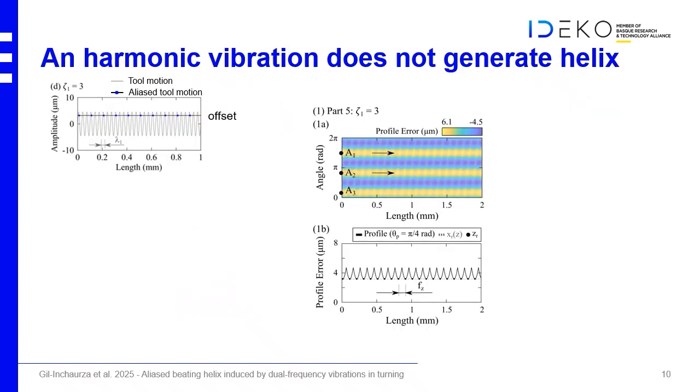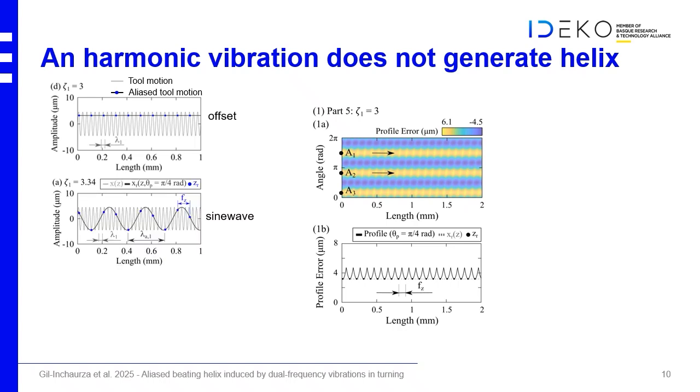Indeed, if we have a harmonic vibration, this harmonic vibration doesn't generate a helix. It generates an offset on each profile, and so this means that we will have a 4 mirror on the workpiece. In this case, the integral part of the frequency ratio is 3, so we will have 3 lobes on the workpiece, but each profile is the perfect profile obtained for a perfect turning process.